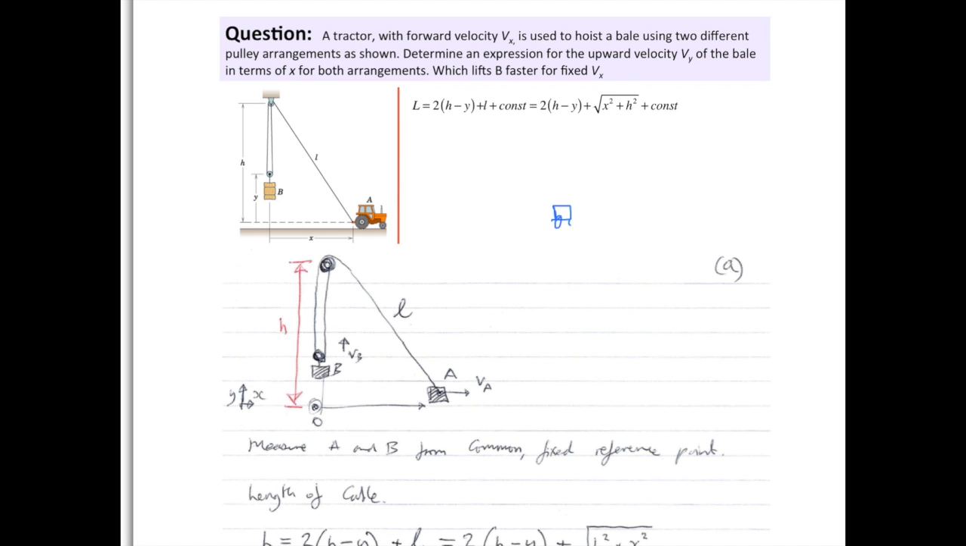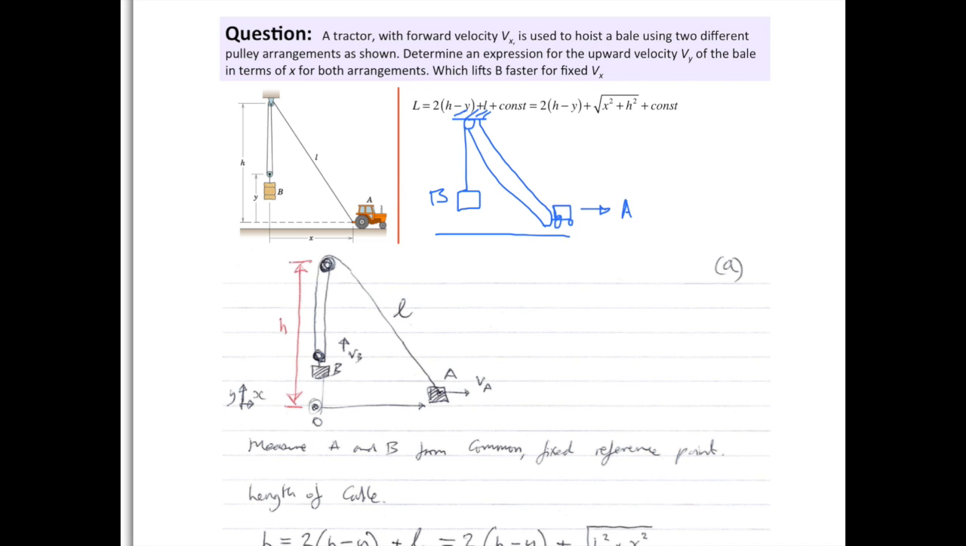Your tractor going this way, and your pulley here. Instead of just one rope here and two here, in the second example you have two. You have a pulley connected here and one rope down to the mass. And the question is, for the same speed of A, which system allows the mass B to rise the fastest?